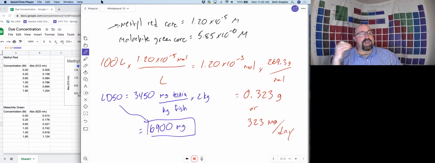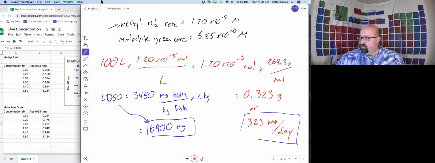And so the fish is going to have to take in 6,900 milligrams of toxin, of methyl red, and for 50% of fish, that will be enough dosage to kill it. And so for 50% of 2 kilogram fish, if they take in 6,900 milligrams of methyl red, that's going to be enough to kill them. We can see that our fish are taking in about 323 milligrams per day. And doing some quick rough calculations, this is where, honestly, we don't have quite all the information that we would need to answer the question.